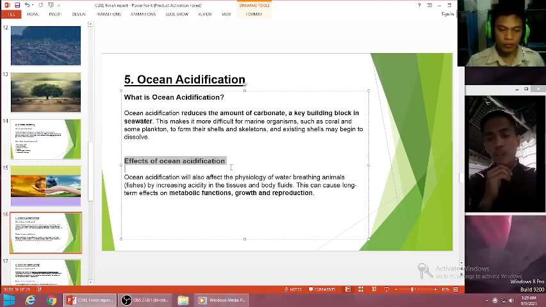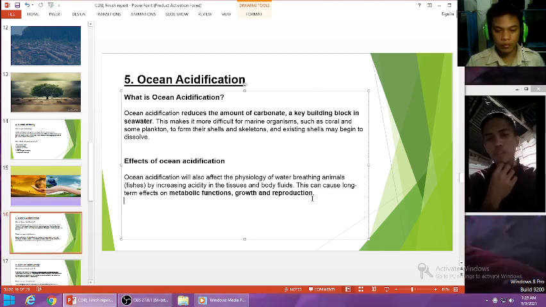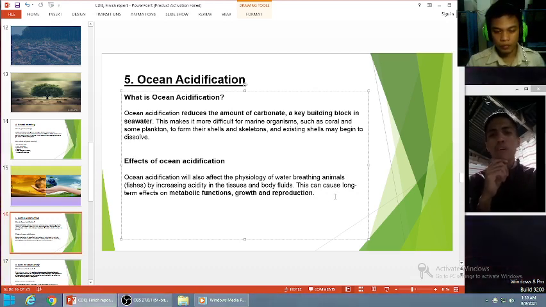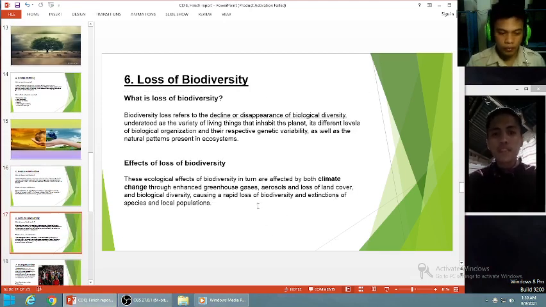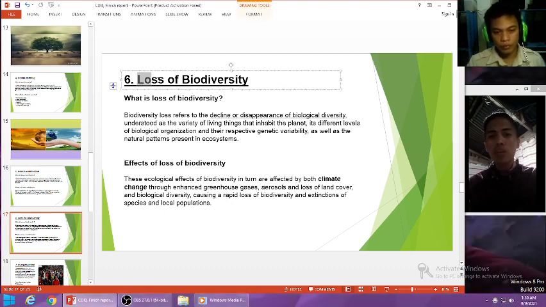Effects of ocean acidification. Ocean acidification will also affect the physiology of water-breathing animals by increasing acidity in the tissues and body fluids. This can cause long-term effects on metabolic functions, growth, and reproduction. The next is loss of biodiversity.